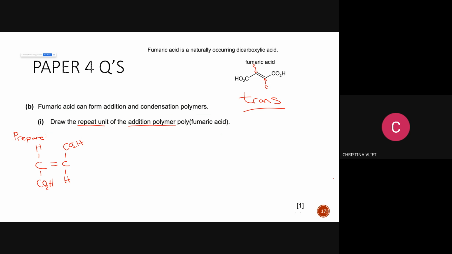Remember, once you write your product, it doesn't really matter. But if you did get a mark for showing how it happens, then you'd want to know that that's trans, because these 2 groups are not going to be able to free rotate until they're in single bonds, if that makes sense. So once you make the polymer, then free rotation can happen. But at this point, it's in the trans configuration. Does that kind of make sense?